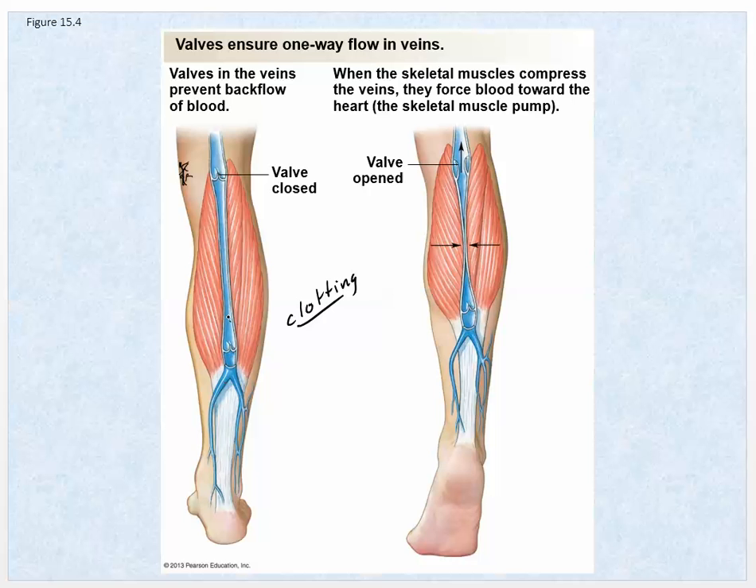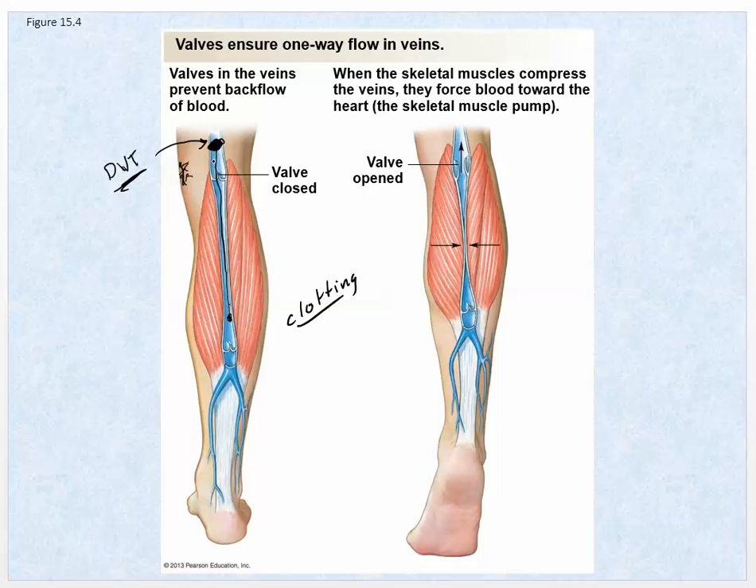So a lot of times when you're sitting on a plane or sitting somewhere for a long period of time, you'll start to form clots. And these clots might move somewhere, and they might cause a blockage. If they cause a blockage, we call that a thrombosis. Thrombocytes, platelets that clot, are called thrombocytes. So we call that a thrombosis, and we would name that a deep vein thrombosis, or DVT.